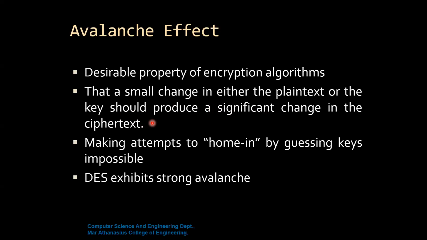That is, two input blocks of 64 bits that change by some bits, say 1 or 2 bits, for the same key produce a big difference in the ciphertext. Then we can say that it has a strong avalanche effect. So making attempts to home in by guessing keys is impossible. If it has the avalanche effect, it will not give any clue about the key. And DES exhibits a strong avalanche effect, which is evident from this particular table.